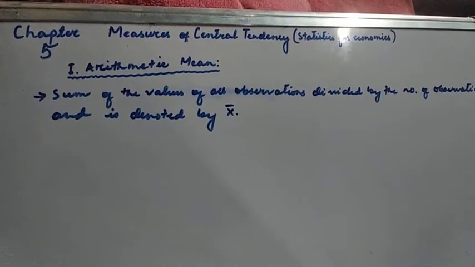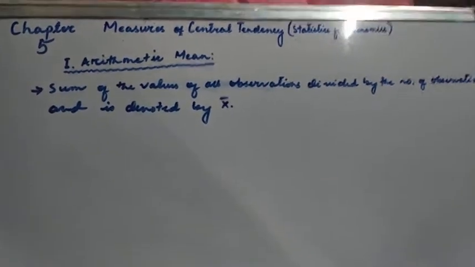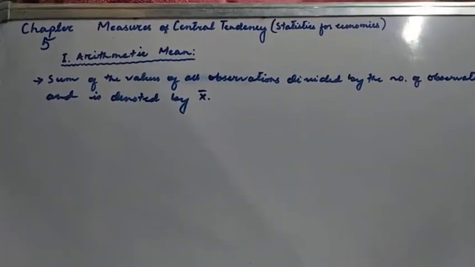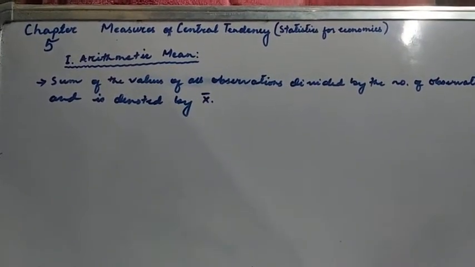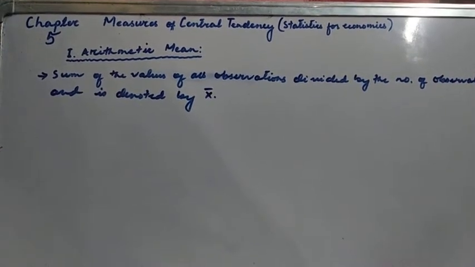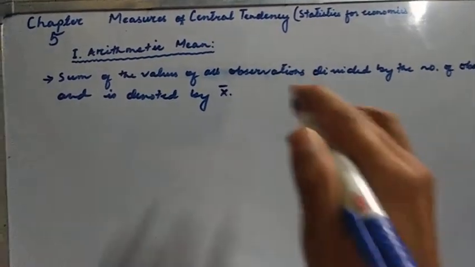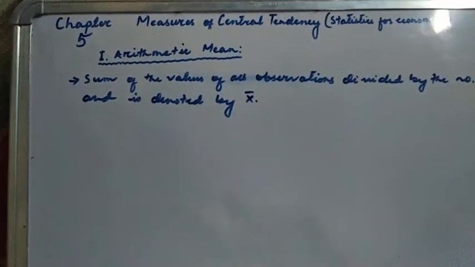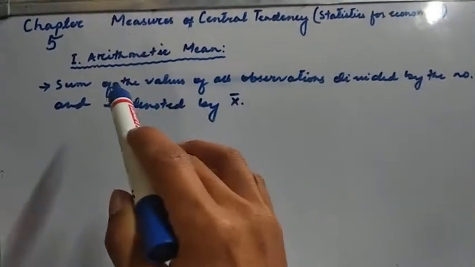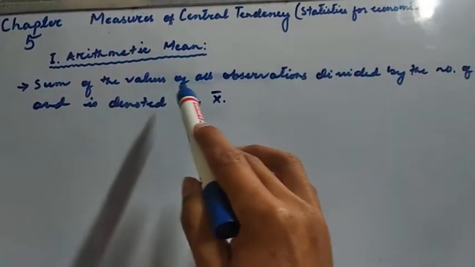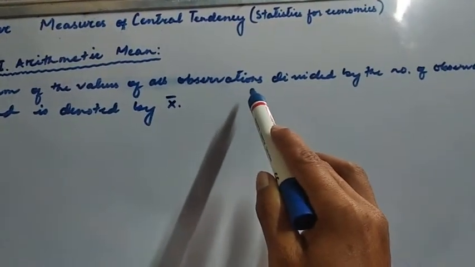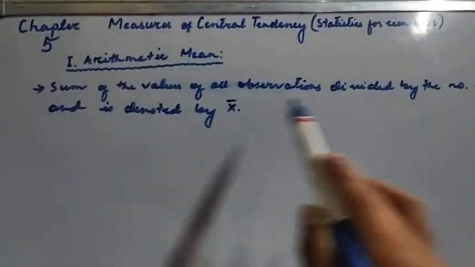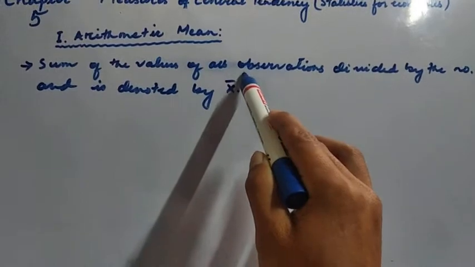So number one, first up we have arithmetic mean. So what is arithmetic mean? How do we compute arithmetic mean? In order to calculate arithmetic mean, you have to keep in mind this definition: arithmetic mean is defined as the sum of the values of all observations divided by the number of observations, and it is denoted by this sign.